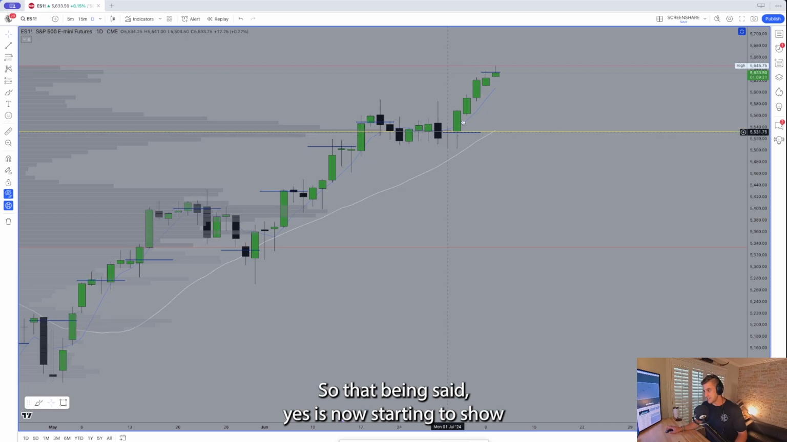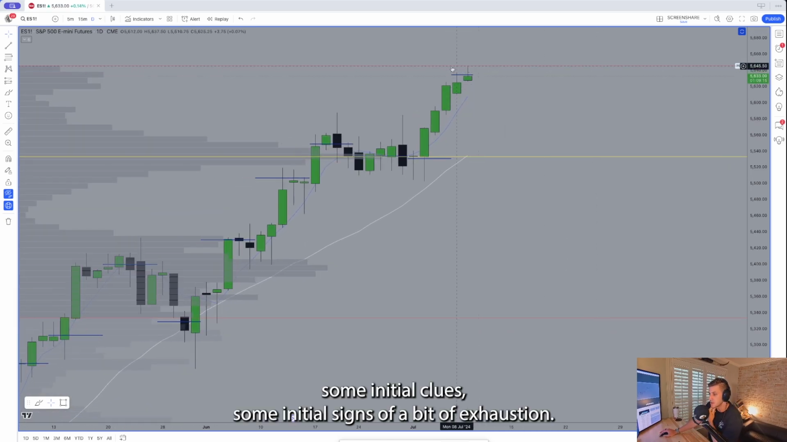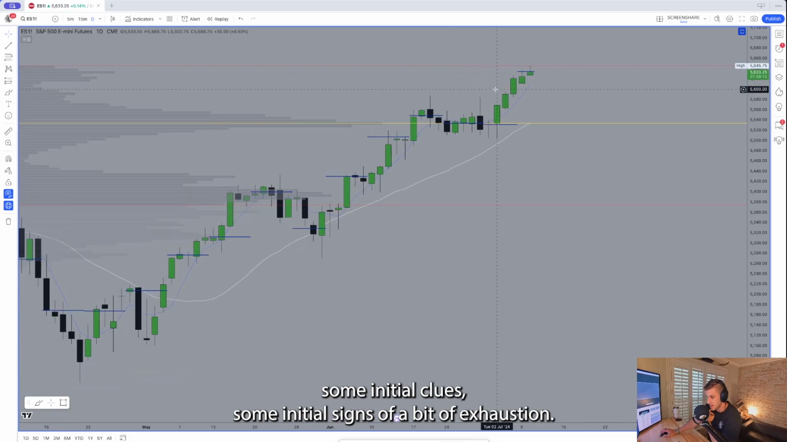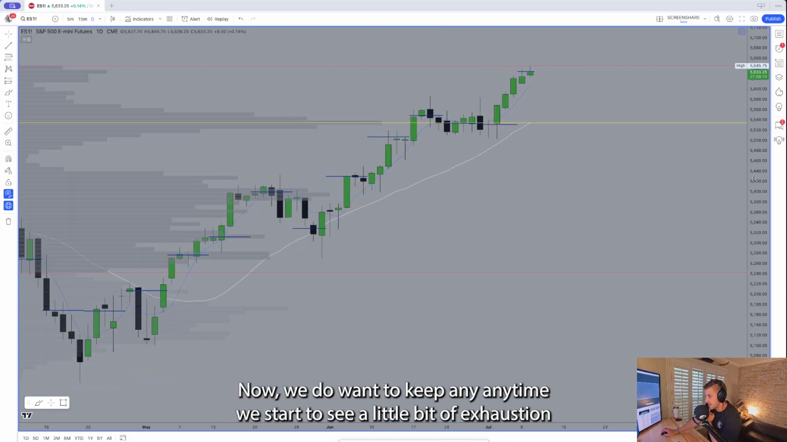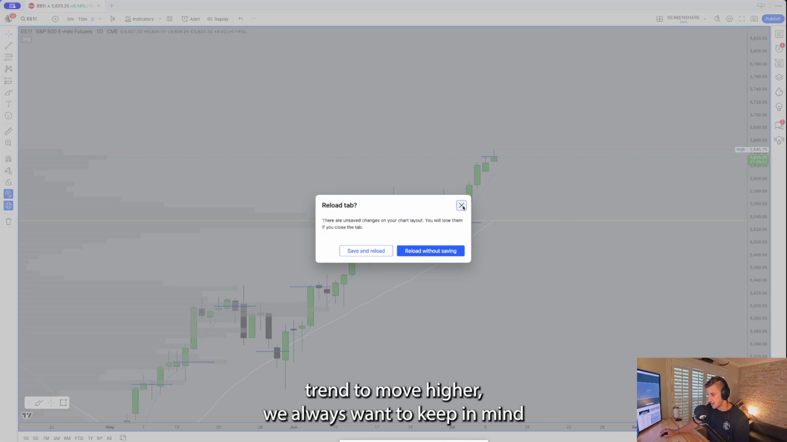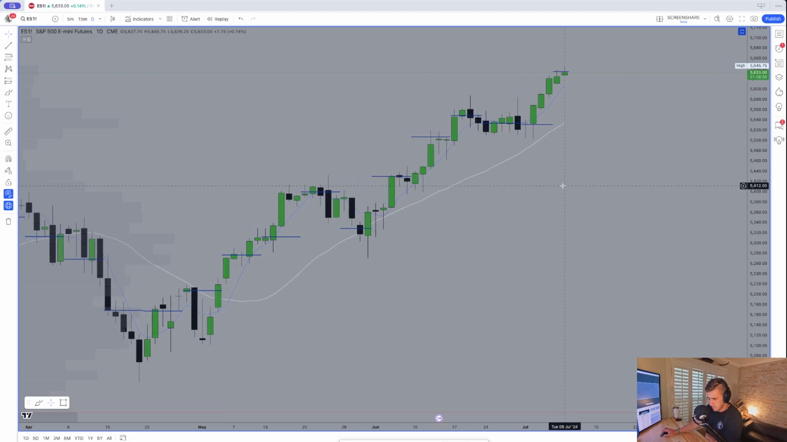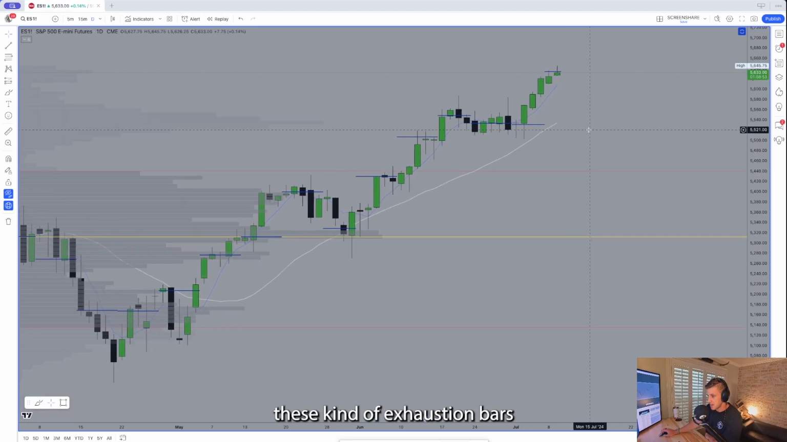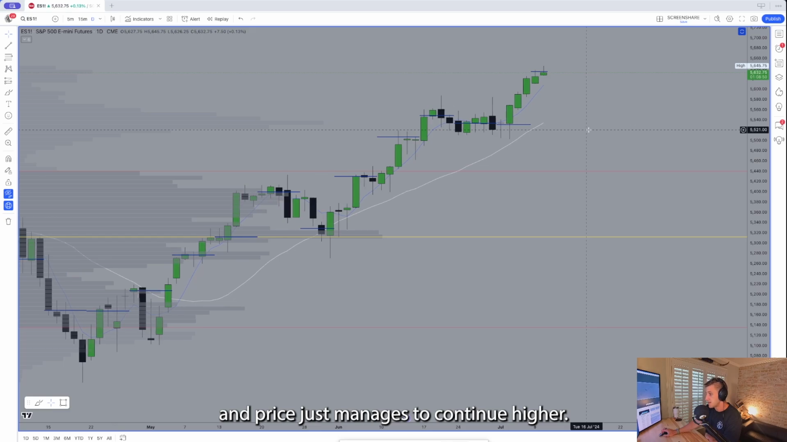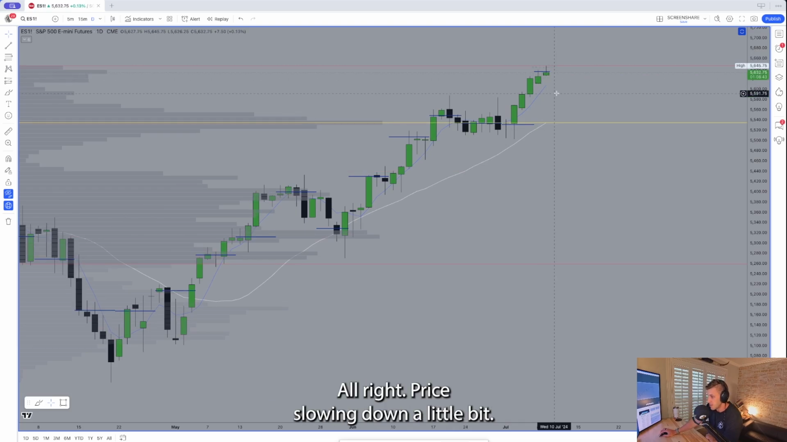So that being said, ES is now starting to show some initial clues, some initial signs of a bit of exhaustion. Now, anytime we start to see a little bit of exhaustion on the daily chart here, especially with a pretty explosive trend move higher, we always want to keep in mind what is the primary context, because plenty of other times we've seen these kind of exhaustion bars and price just manages to continue higher. So this is not some clear reversal sign or anything like that. It just tells us that, all right, price slowing down a little bit.